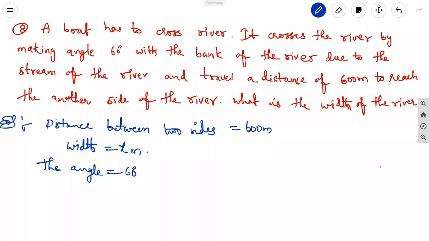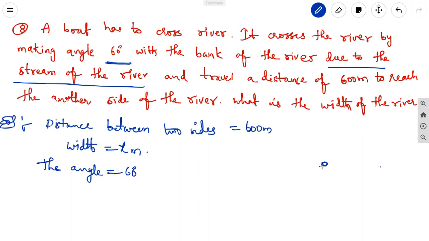Read the question once again. A boat has to cross a river. It crosses the river by making an angle of 60 degrees with the bank of the river due to the stream of the river and travels a distance of 600 meters to reach the other side of the river. What is the width of the river?